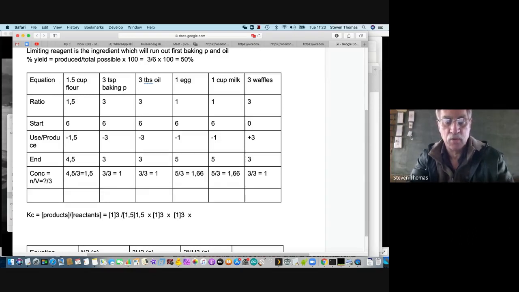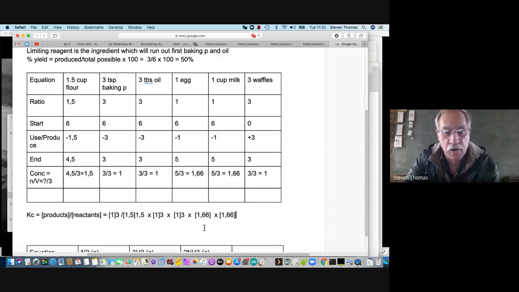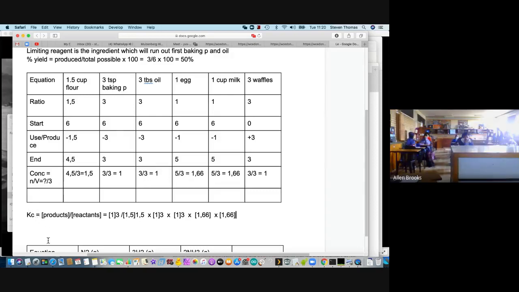Times, the concentration of eggs is 1.66, raised to the power of 1, which we don't have to write. Times, because it's the same answer, what's our milk concentration? 1.66 raised to the power of 1. And there is what our Kc for this reaction would be.